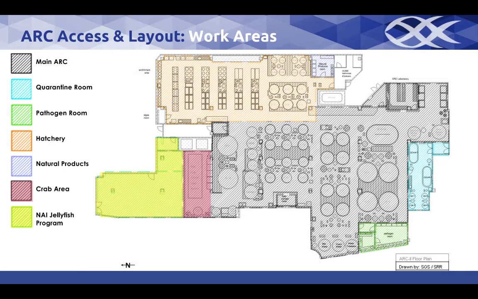ARC is comprised of numerous recirculating aquaculture systems ranging in size from several liters up to 22 cubic meter volumes and has 6 main areas identified as the main ARC, accessible through the passenger elevator vestibule, the hatchery and crab area, also accessible through the passenger elevator vestibule, the quarantine room, which can be entered from within ARC and from the south entrance with an access code, the pathogen room located on the west side of ARC, which also requires an access code, and the Natural Products Room located north of the ARC restroom.